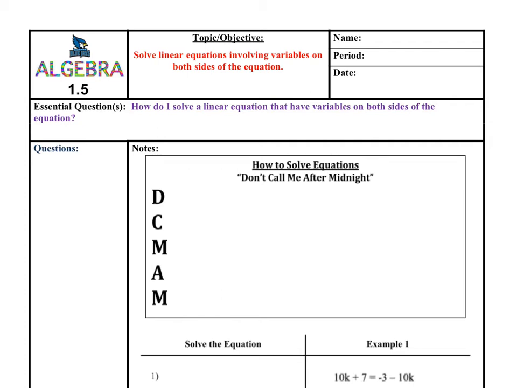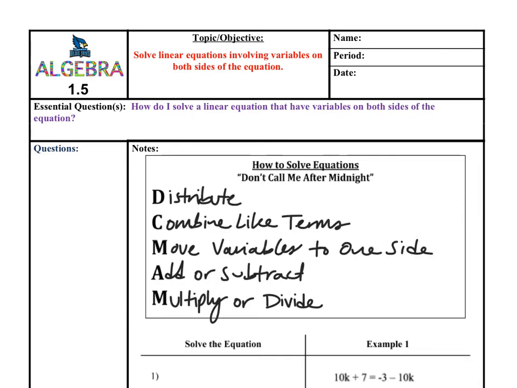First part is the same as what we talked about in 1.4. So we're using the Don't Call Me After Midnight acronym. I'm going to write it down and then copy it down, please. All right, so this is what we talked about in 1.4. This is the way that we want to think about solving equations. If we check each of these things, then we should be able to solve an equation correctly.